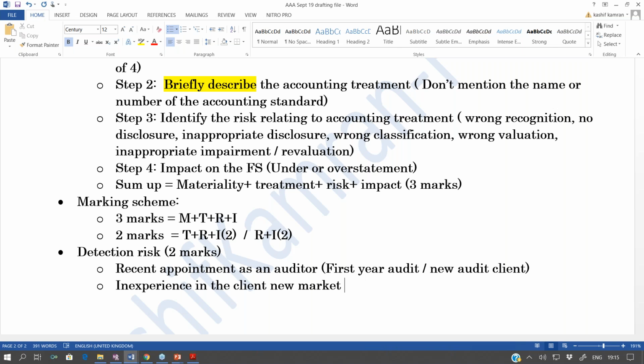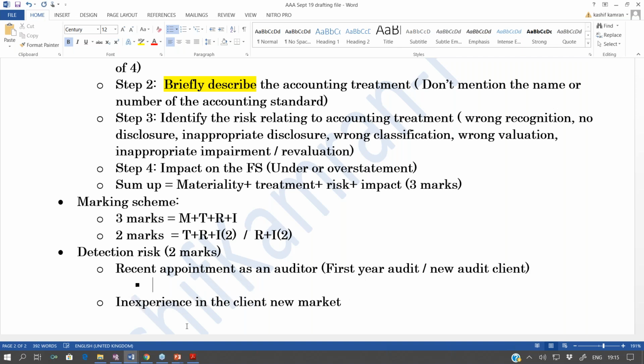Is the detection risk in the whole client, or in the new market where the auditor will have less knowledge? So the examiner is saying this is another example where the auditor might have less knowledge of the business. See what's happening. Point number one, recent appointment as an auditor, less knowledge of the business. Thus, detection risk would be high.